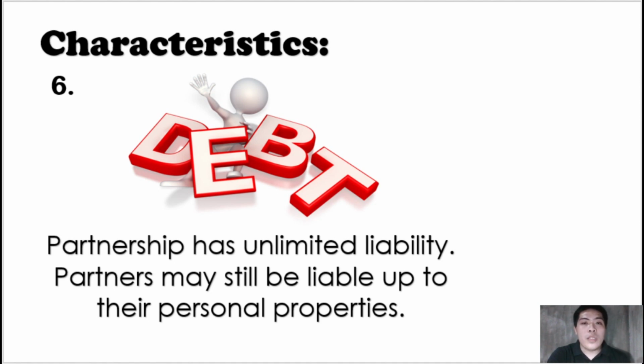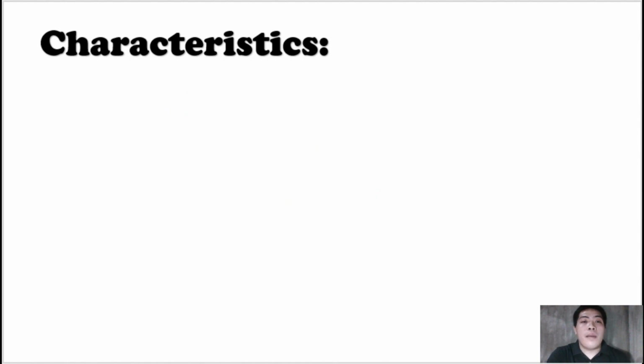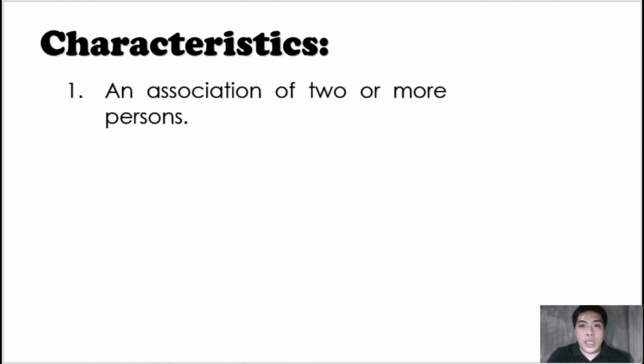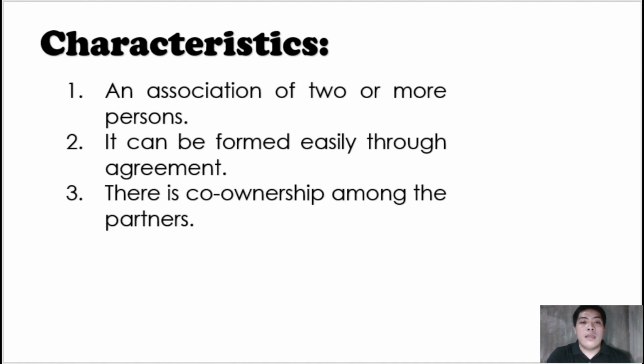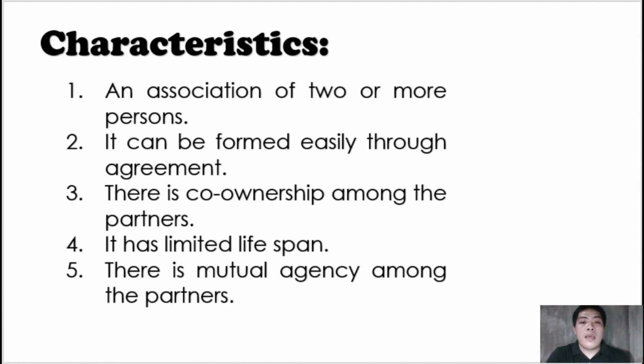Okay? So to summarize, the characteristics of a partnership: we have first, an association of two or more persons. It can be formed easily through agreement. There is co-ownership among the partners. It has limited lifespan. There is mutual agency among the partners. And it has unlimited liabilities.